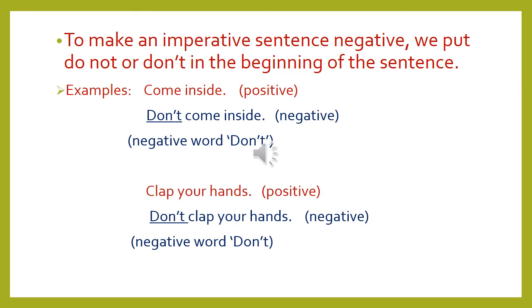Second example we will see, clap your hands. This is a positive imperative sentence. To make it negative, we have to put do not or don't in the beginning of the sentence. Don't clap your hands. So don't is used as the negative word in the beginning of the sentence.